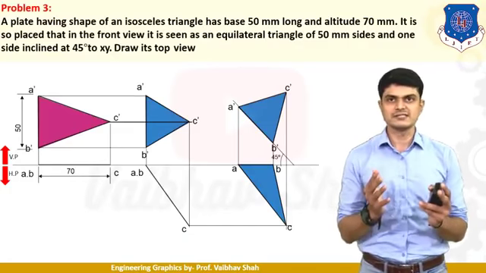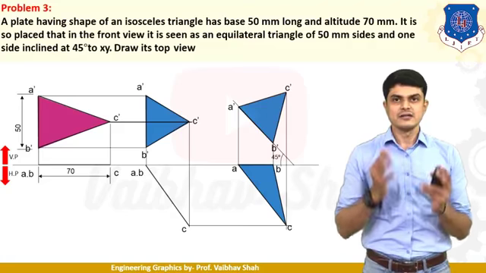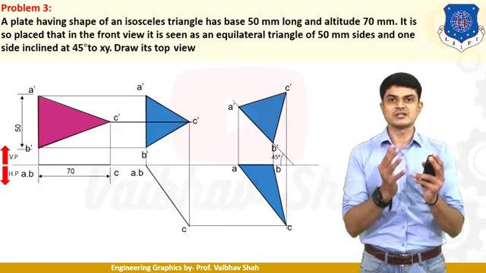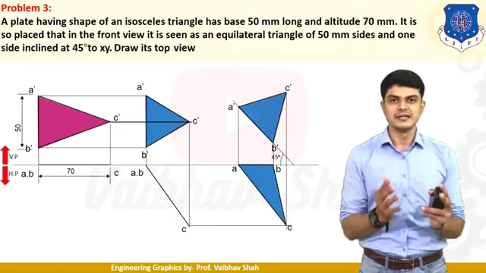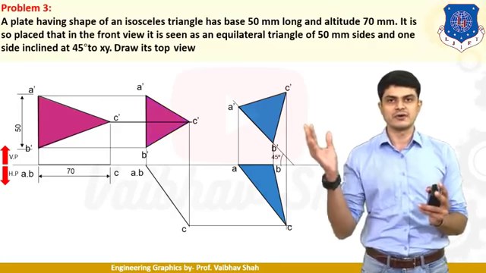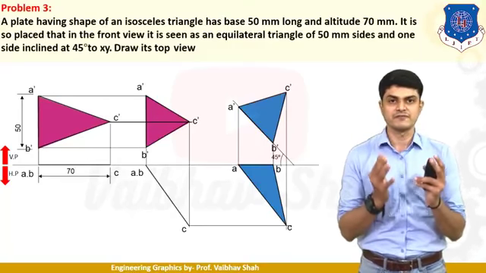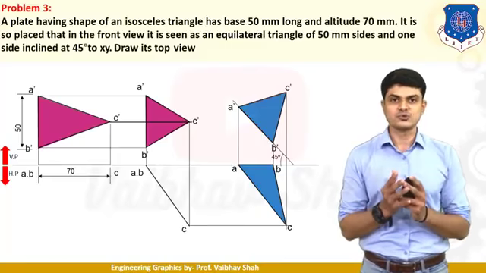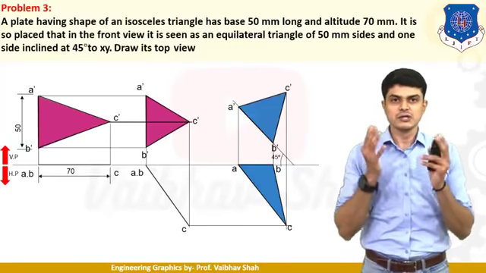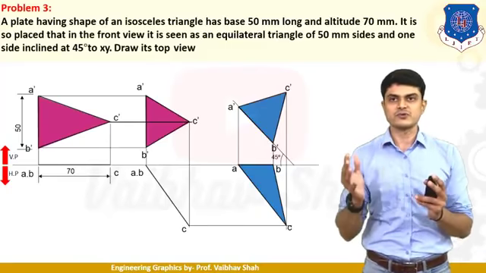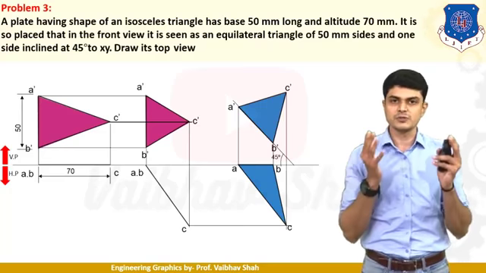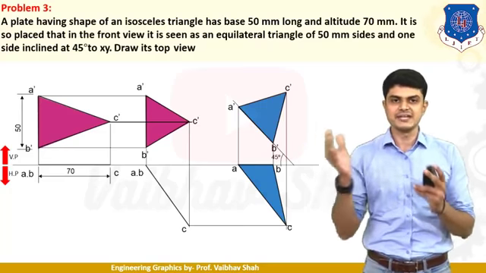Then after that, it is said that your front view looks like an equilateral triangle of 50 by 50 mm side. So we are talking about this front view triangle, which is an equilateral triangle of 50 mm sides. So how to get this triangle? First of all, let us draw the horizontal lines from your first triangle. From the first triangle, I will be drawing horizontal lines from A dash and B dash.